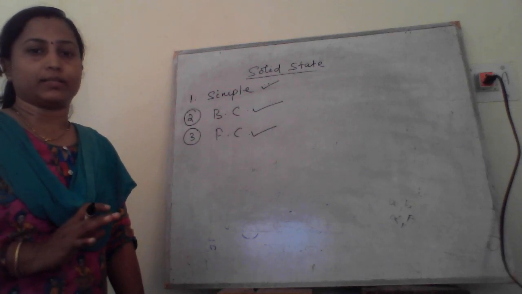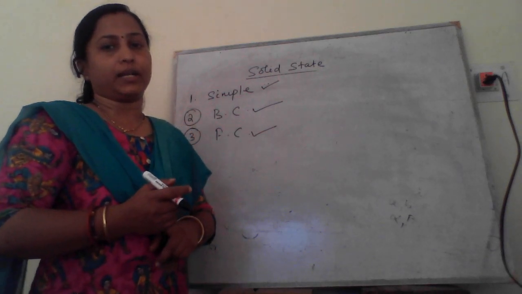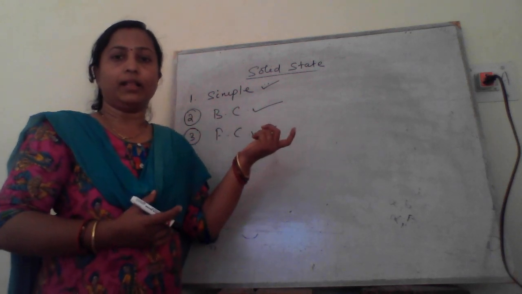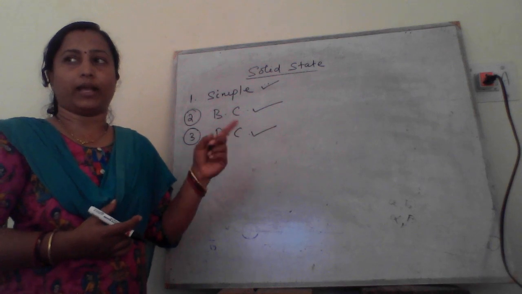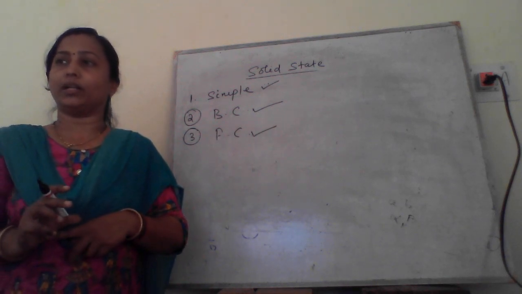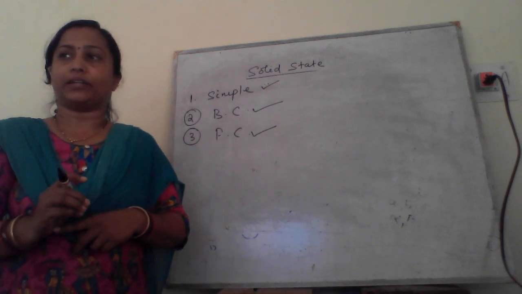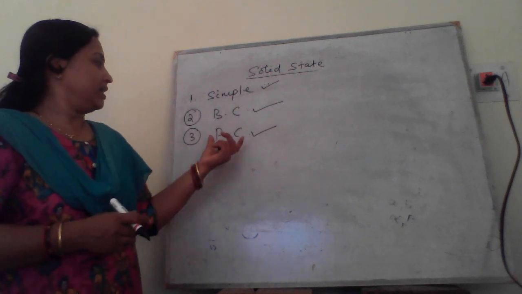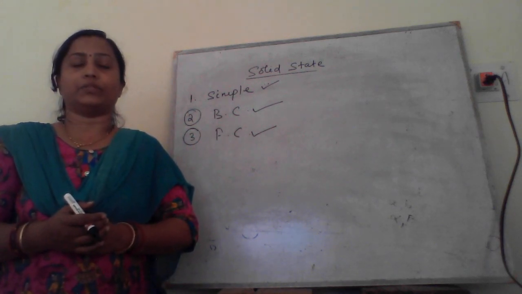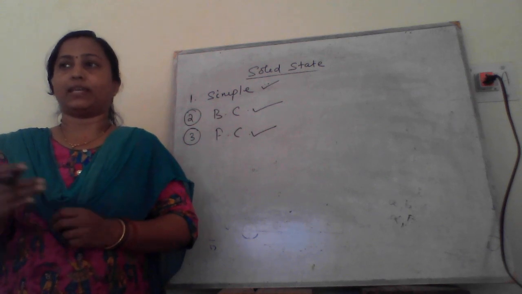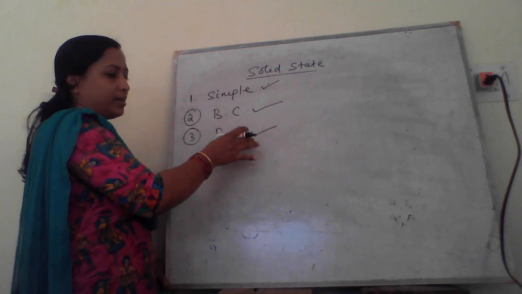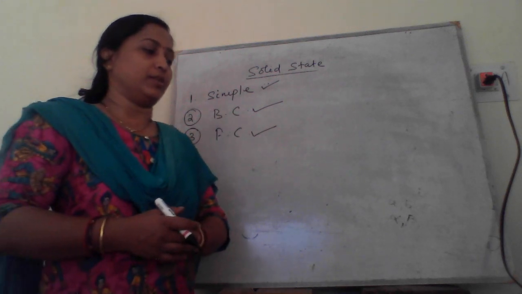In simple unit cell, the atoms are present at the 8 corners of a cube. In body centered unit cell, the atoms are present at the 8 corners as well as at the center of the body. Then in face centered, the atoms are present at 8 corners as well as at the 6 different faces. So simple, body centered and face centered unit cell.